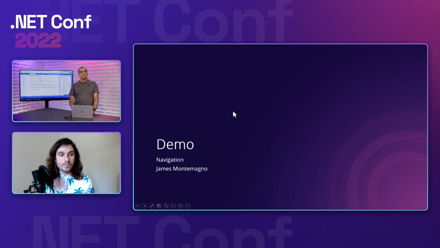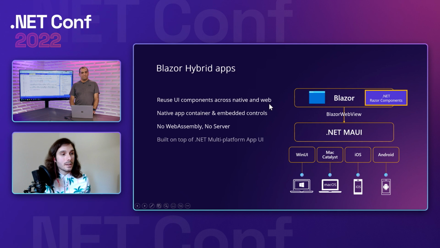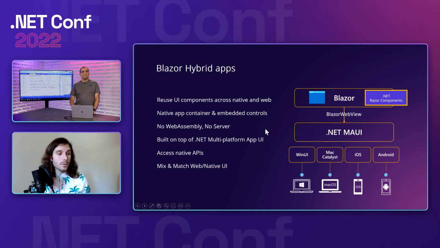All right, let's wrap it up, because with Blazor Hybrid, you can build all sorts of amazing things. You can reuse your UI components, you have the native app shell, access to native APIs, there's no WebAssembly, no server needed for the Blazor web view at all, and you can use it on top of .NET MAUI or WinForms or WPF. We also show you how to access native APIs and share state when mixing and matching web UI as well, and sharing components everywhere.